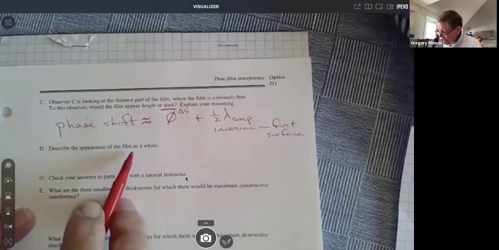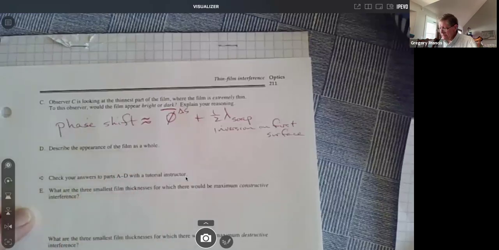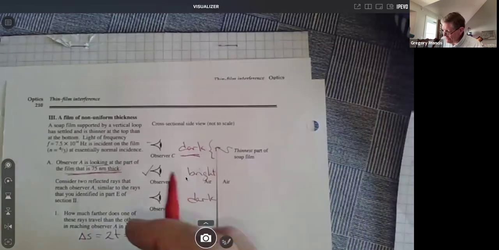Describe the appearance of the film as a whole. Well, it's going to be dark at the top, and then I'm going to have bright, and then dark, and then I'm going to have bright, and then I'm going to have dark, then I'm going to have bright.